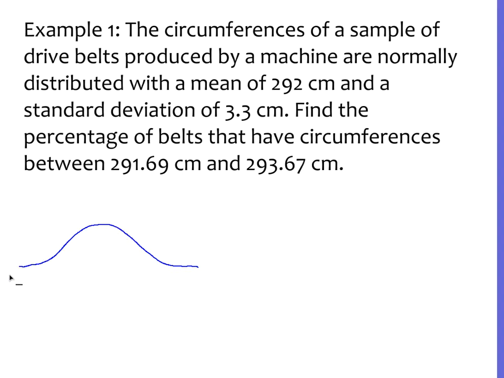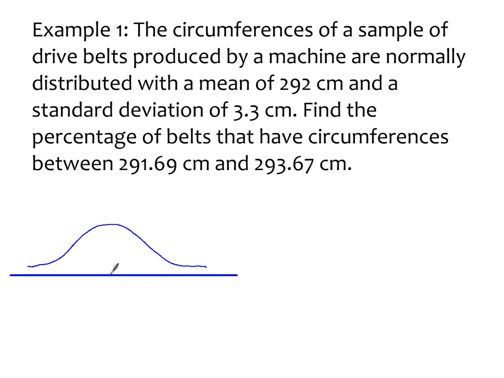And what we're going to do is label what we're looking for. Here's our mean, 292. And I see that 291.69 is a little bit less than the mean. I'm going to exaggerate this for the purposes of being able to see. So there's 291.69. 293.67 is further away from 292 than the lower value is, so we'll put that over here.